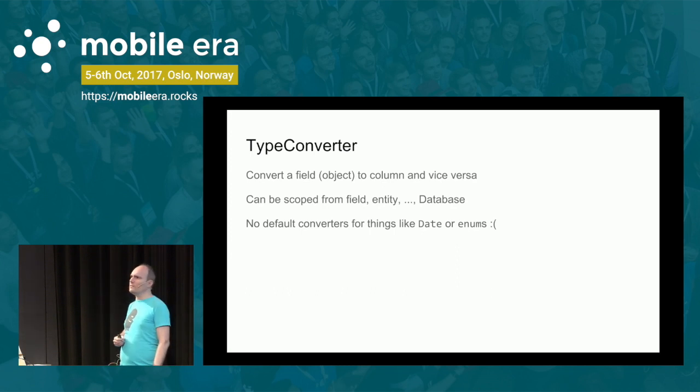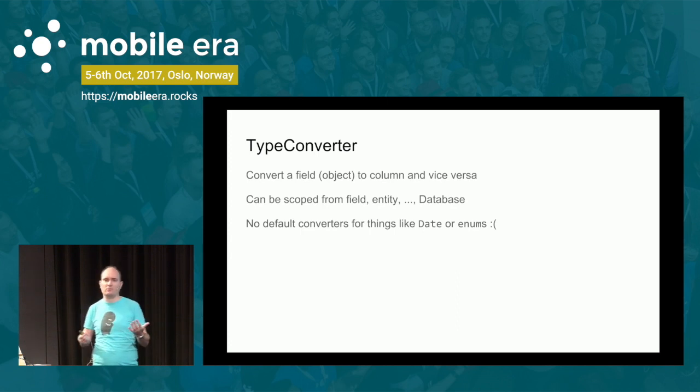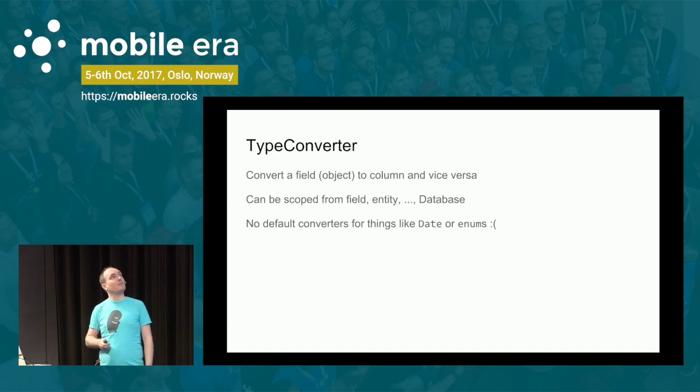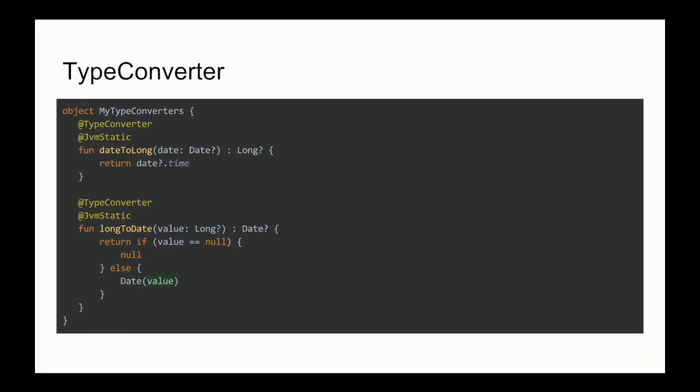Unfortunately, there are no default type converters for dates and enums and that kind of things that I would say were pretty typical. So you have to write this yourself. Well, this is an example of a converter. When you're writing Kotlin, you make sure that this is a static method. It's just an object with static methods, basically. And the conversion is pretty simple. So you convert a date to a long, or a long to a date. That's easy.